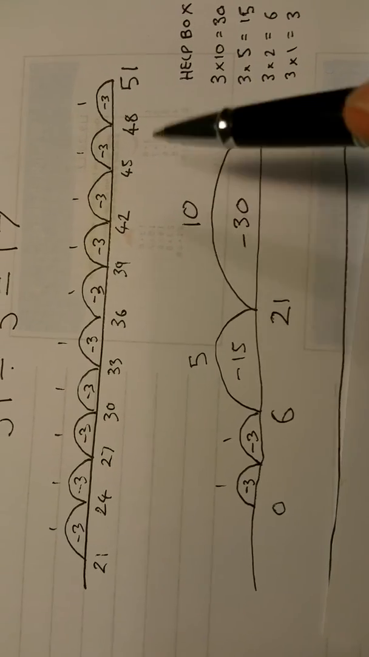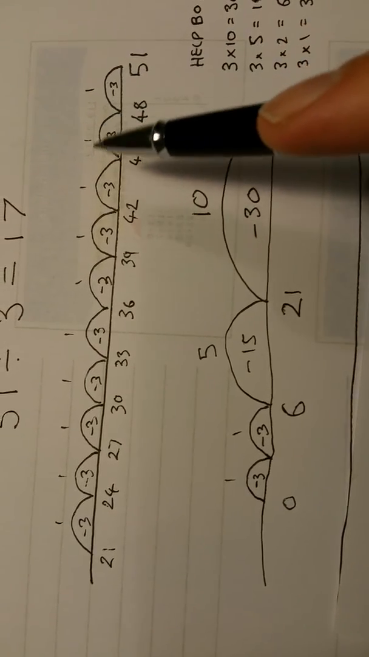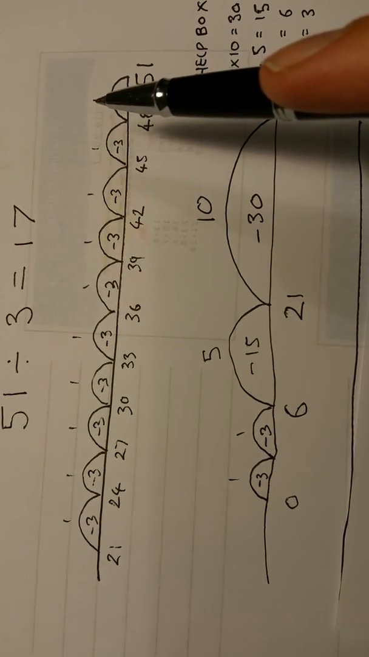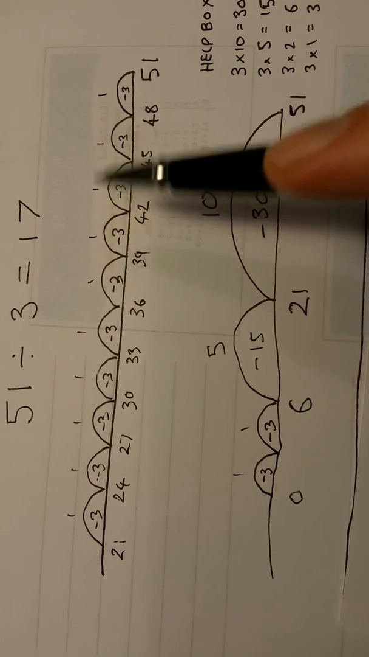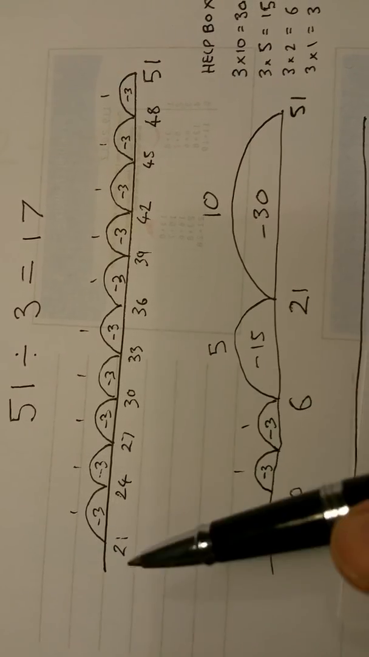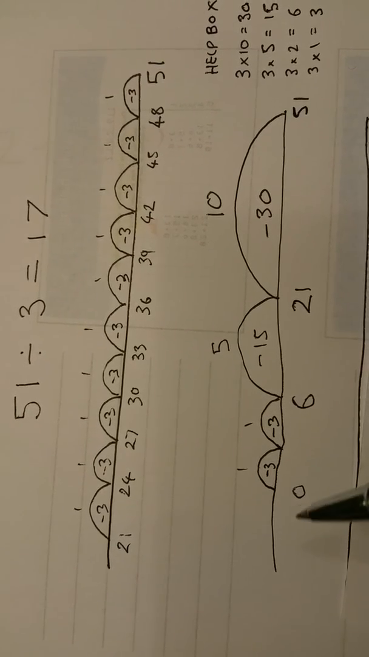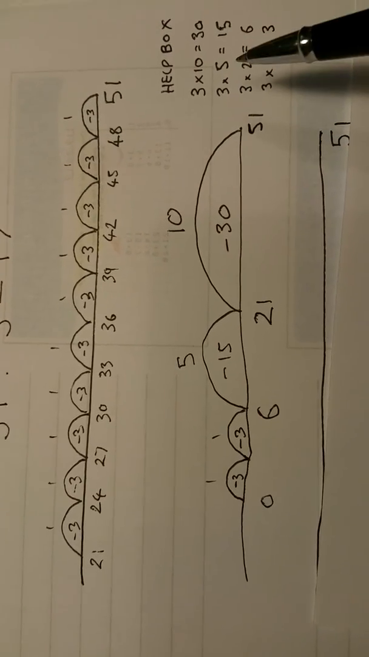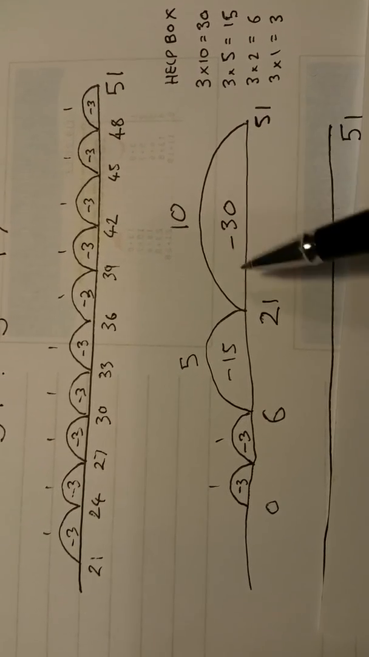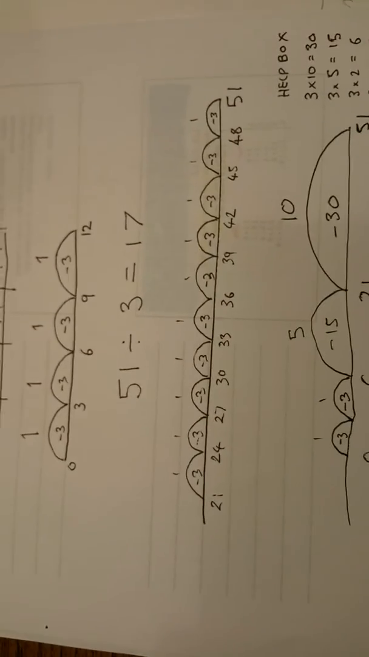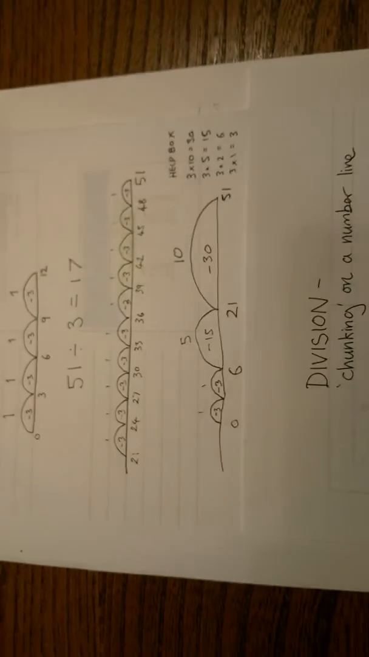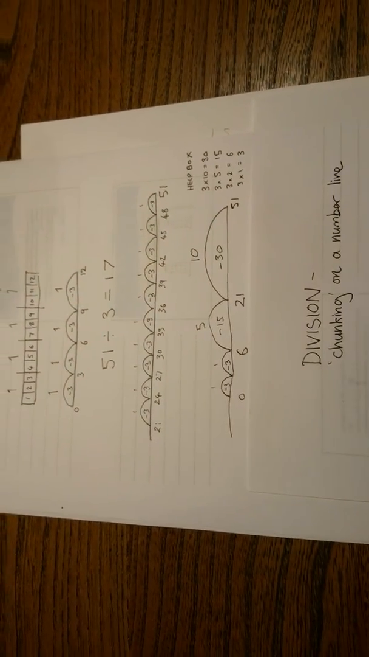I could have done the whole thing with just one group of 3 at a time and counted how many of those groups I took out. 1, 2, 3, 4, and I could have done that 17 times and got to 0, and it would have been the same answer, but this is much quicker. And if you do a help box, you don't even need to work out your times tables as you go. So that is how to use chunking to work out division problems.